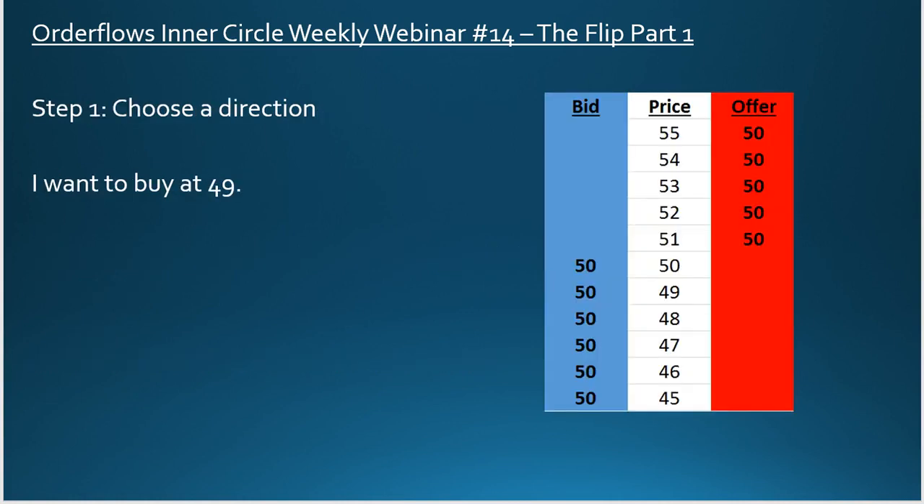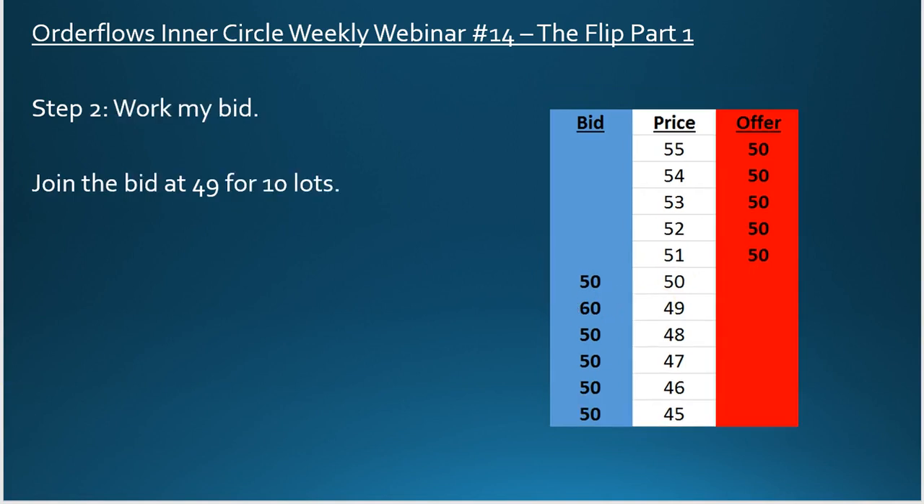Let's take a look here. We'll go through how this spoofing and flipping in the order book works. So you choose a direction. Right now the market's 50 bid at 51. It's 50 on the bid, 50 on the offer. You want to buy it at 49. Well, you're below the market. So what you do is, you work your bid. You put in a bid at 49 for 10 lots. So the size has moved from 50 before to now 60. So you're still behind the market.